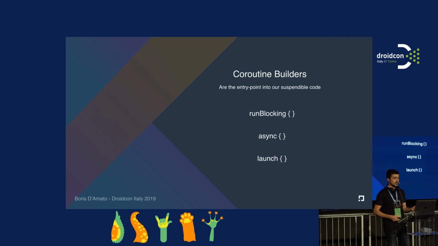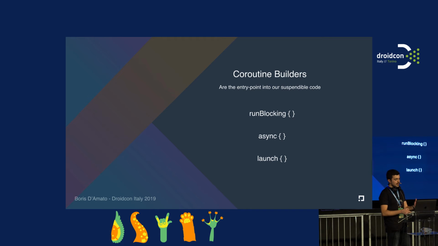We have, for example, the runBlocking builder that blocks the execution of our code until the suspendable code finishes. Then we have async, which allows us to run several background tasks in parallel without stopping the execution of our code. And then we can call await when we actually need to do something with the result. And then we have launch, which is the main builder. It's what we will use most of the time.